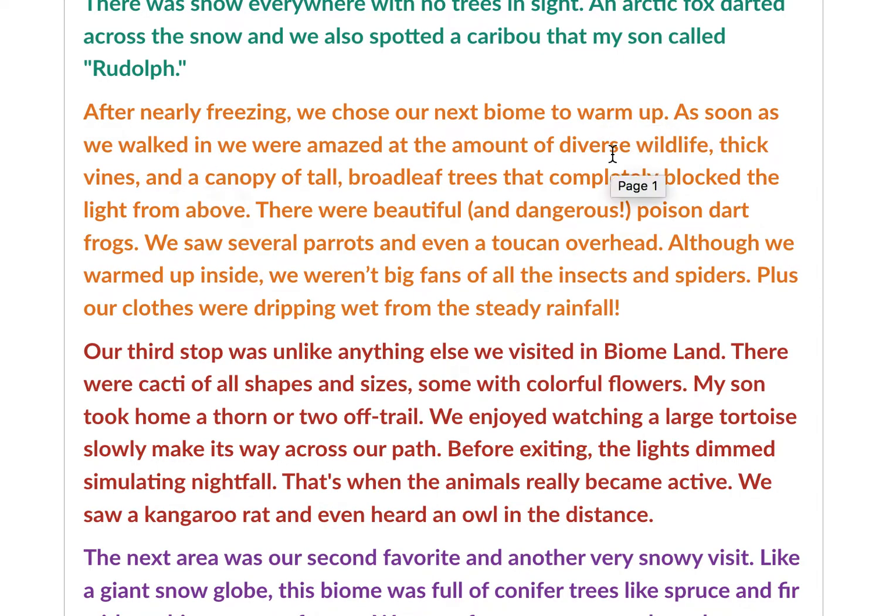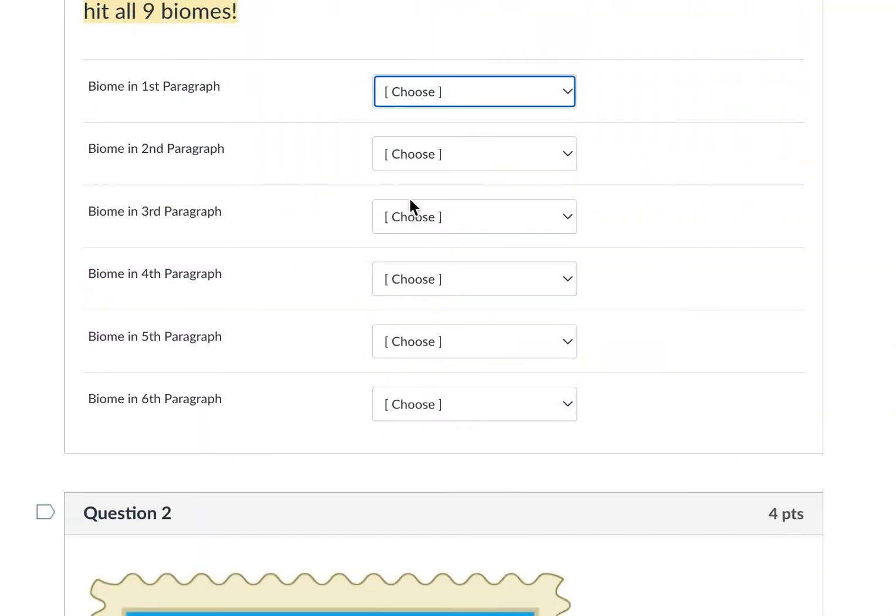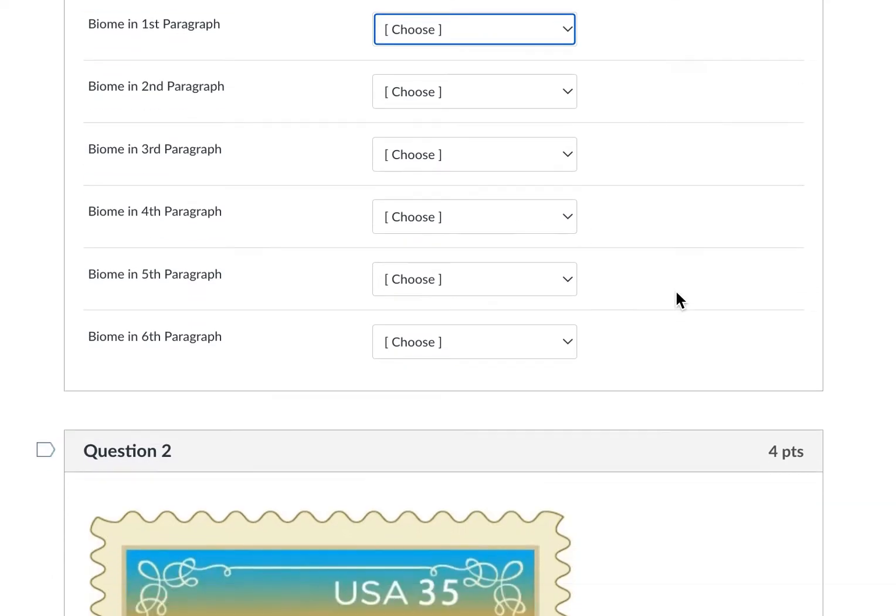So the next biome is warming up. We walked around, we were amazed at the diverse wildlife, thick vines, canopy, broadleaf trees, completely blocked out the light. So poison dart frogs, parrots. You're going to figure out what that is for paragraph 2 and click on it. So that's how you're going to finish the first one.